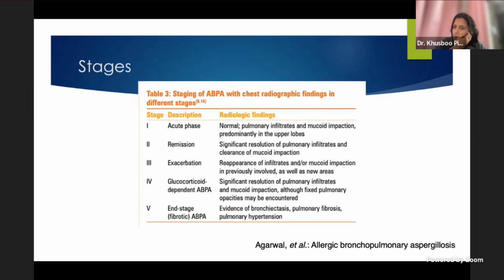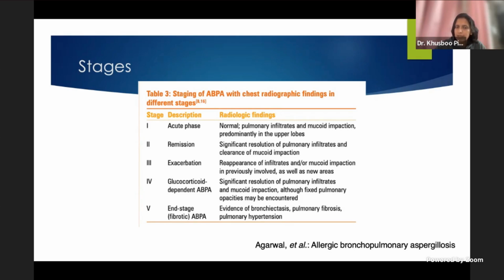We need to know about them because the treatment varies, and yet again, how the patient will respond varies depending upon the phase in which they are presenting. So acute phase is either a serological positive disease with normal radiological findings, or in cases where we are seeing some pulmonary infiltrates, mucoid impaction, mostly in the upper lobes. Remission is a phase where the infiltrates resorb. There is clearance of the mucoid impaction.